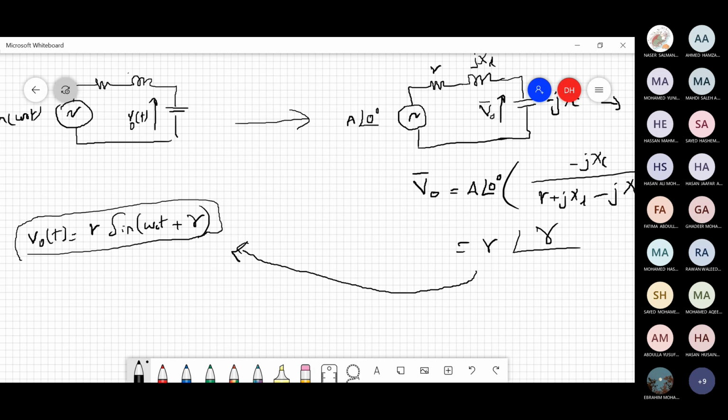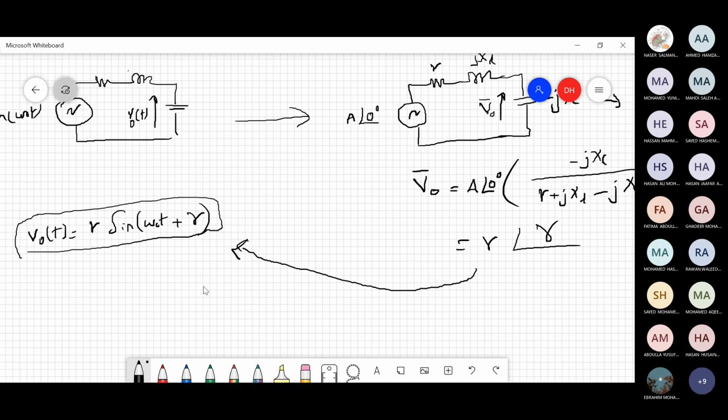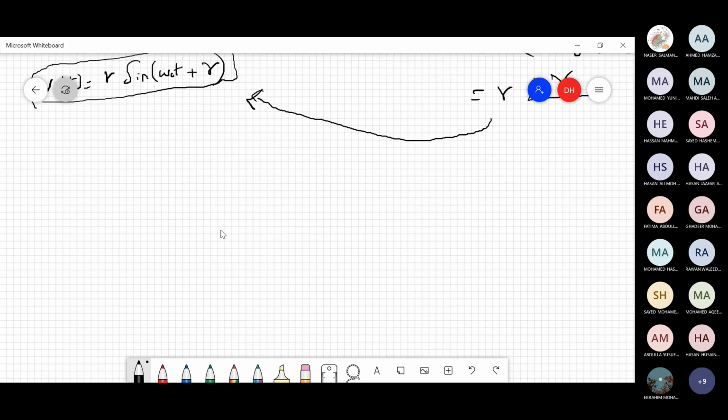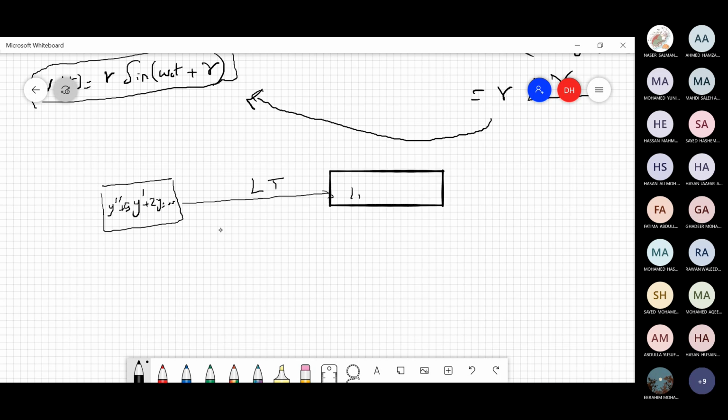Okay, this is one thing. Second transformation that we use in chapter 15 is Laplace. So from the circuit or differential equation, say y double prime plus 5y prime plus 2y, for example, equal to whatever you have, we change the differential equation by using Laplace transform into a linear equation. This became linear. Okay, then solve it here.